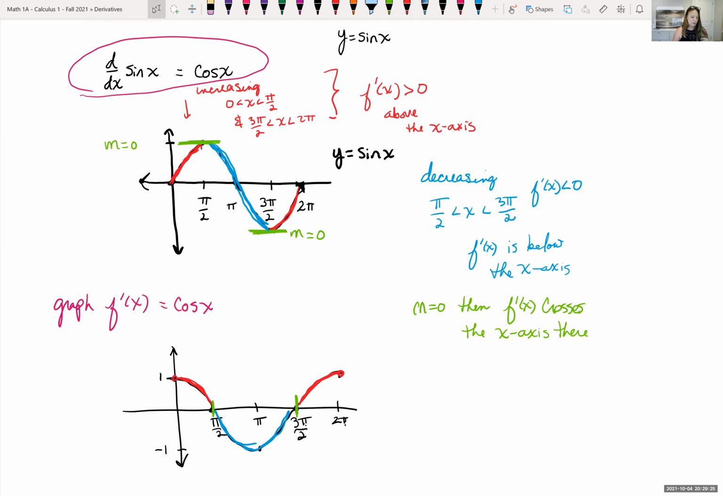I'm not going to show it with the derivative of cosine of x and the derivative function being negative sine of x. But the same thing would happen if you were to compare the two graphs, using what you know about the derivative of a function and what's going on when graphing the derivative function. Okay, so let's look at some examples.